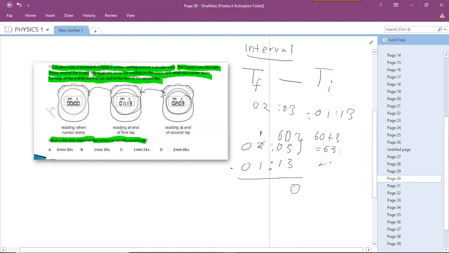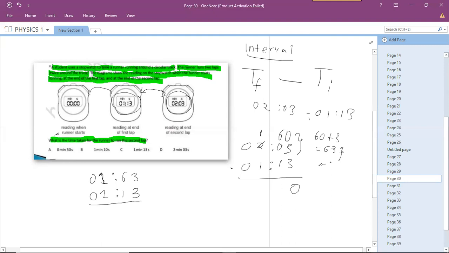Therefore, this question is now going to become 1 minute and 63 seconds subtracted from 1 minute and 13 seconds. That's how this question is going to be, because we've borrowed 1 minute from there and we've added it with the 3 seconds that we had there. So it will be 60 plus 3. It will give us 63 seconds.